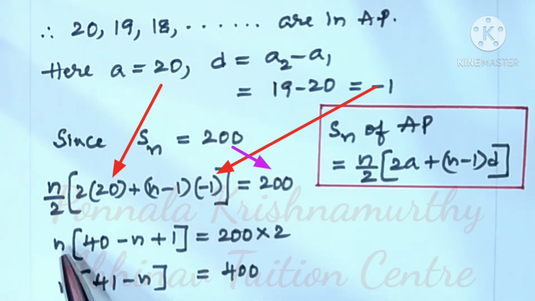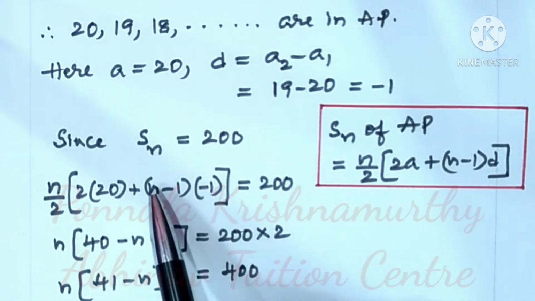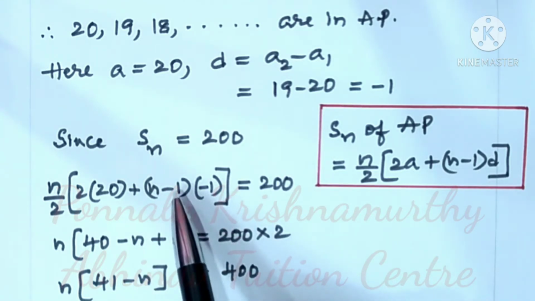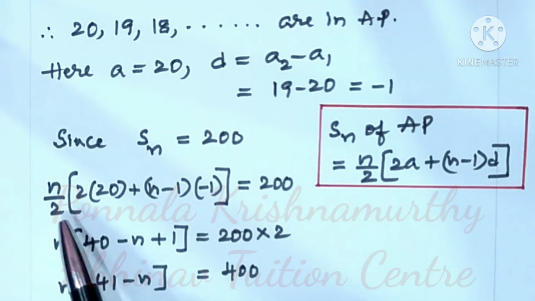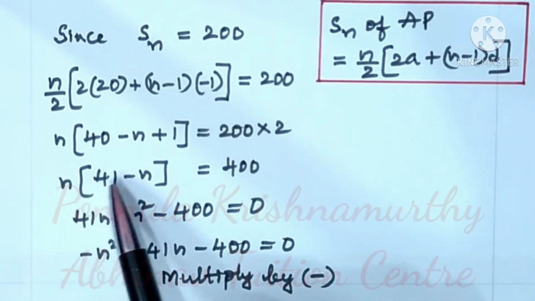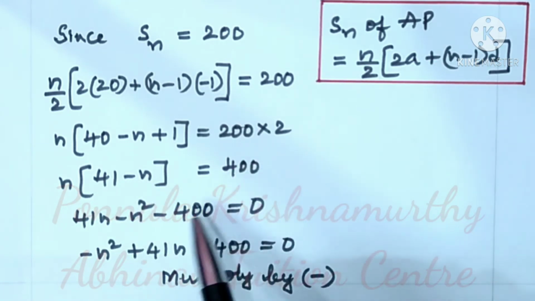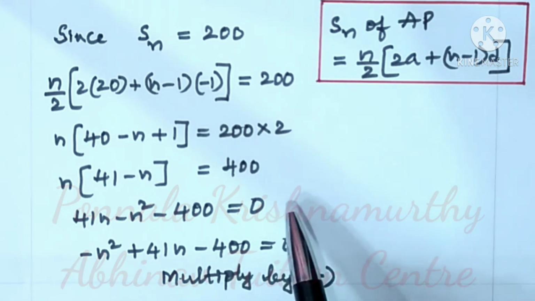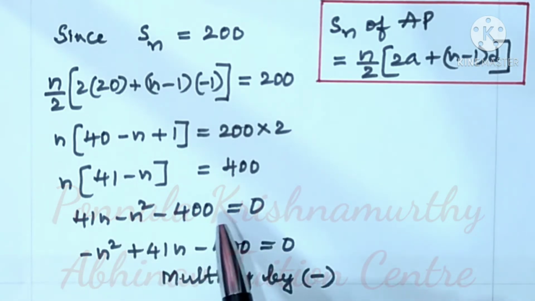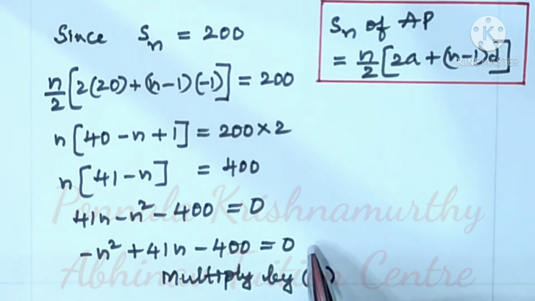Now we are writing only n, we are not going to write 2 here. We are going to send this 2 to the right hand side. Now 2 into 20 is 40, minus 1 into n minus 1 into minus 1 is plus 1 minus n, equal to 200 into 2. Now n into (41 minus n) is equal to 400. 41n minus n square, and this 400 comes to the left hand side and becomes minus 400, equal to 0. Now let us write this in order: minus n square plus 41n minus 400 is equal to 0.